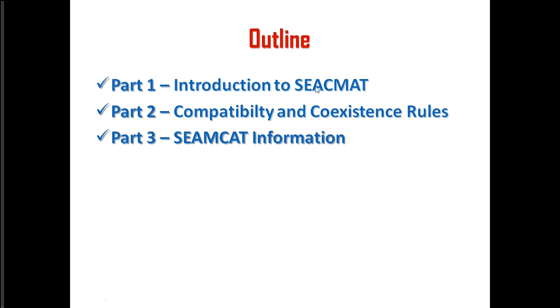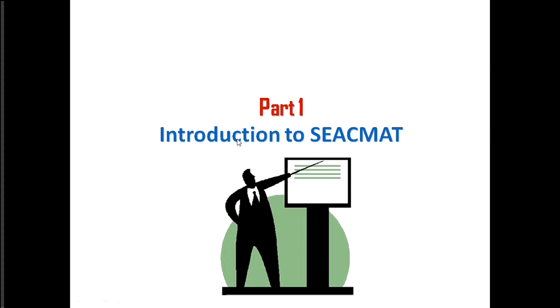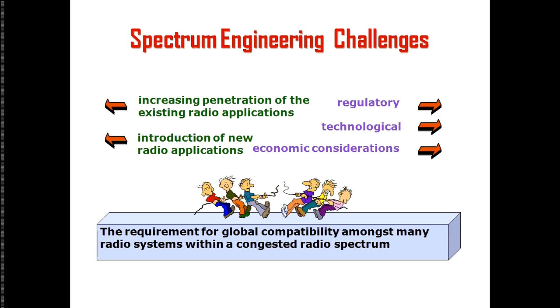So basically, we have three outlines: the introduction, the rules of coexistence, and SIMCAT information. So we start with the introduction to SIMCAT.